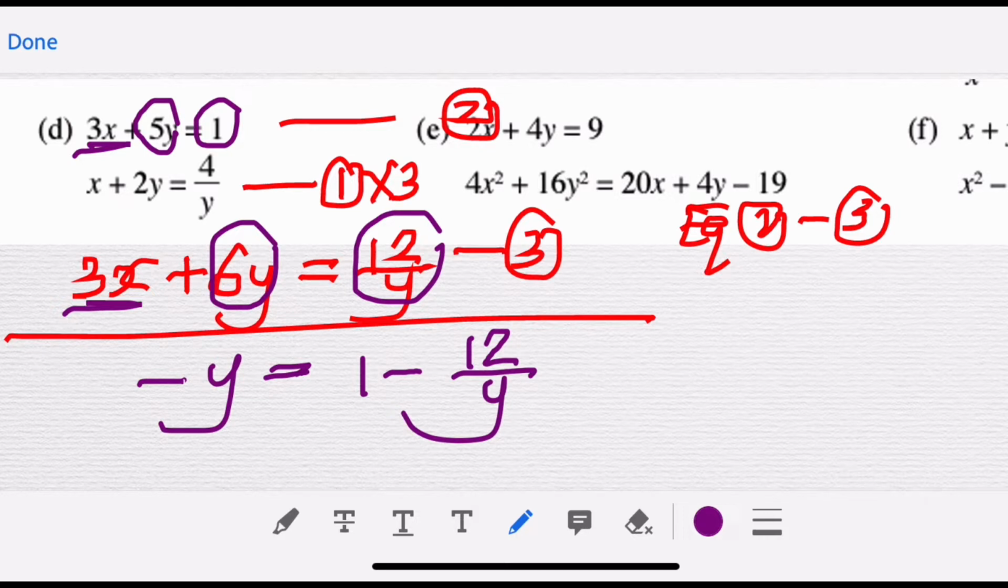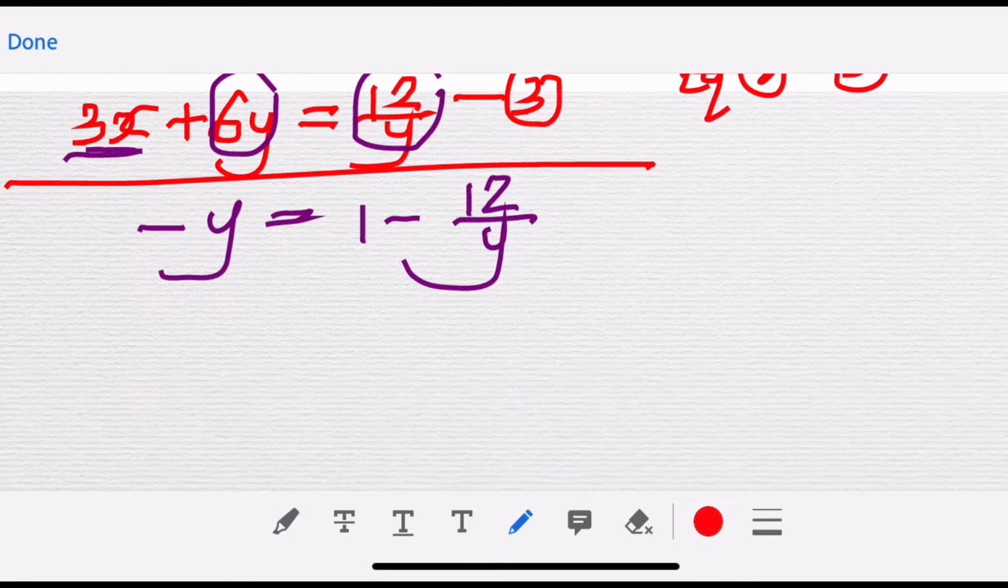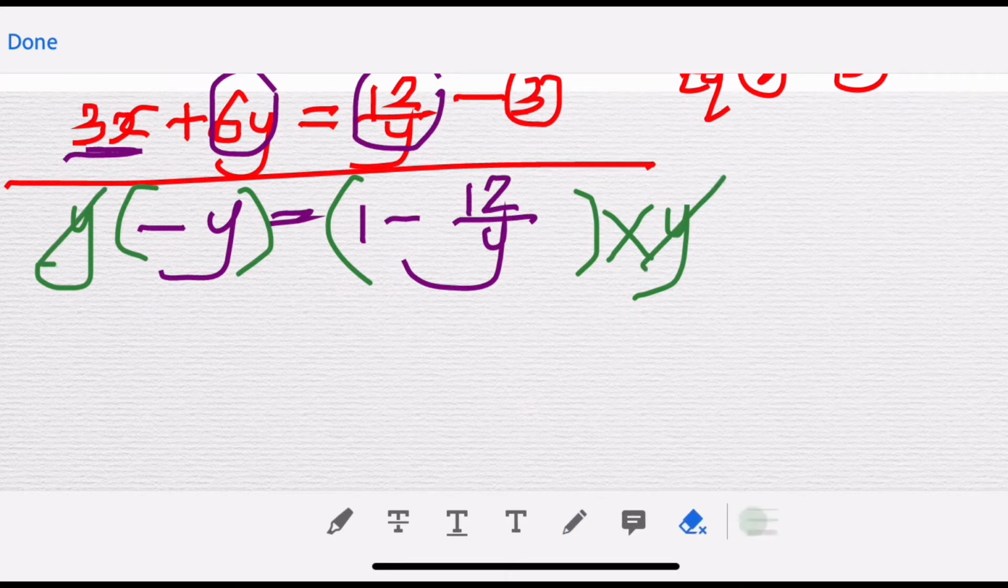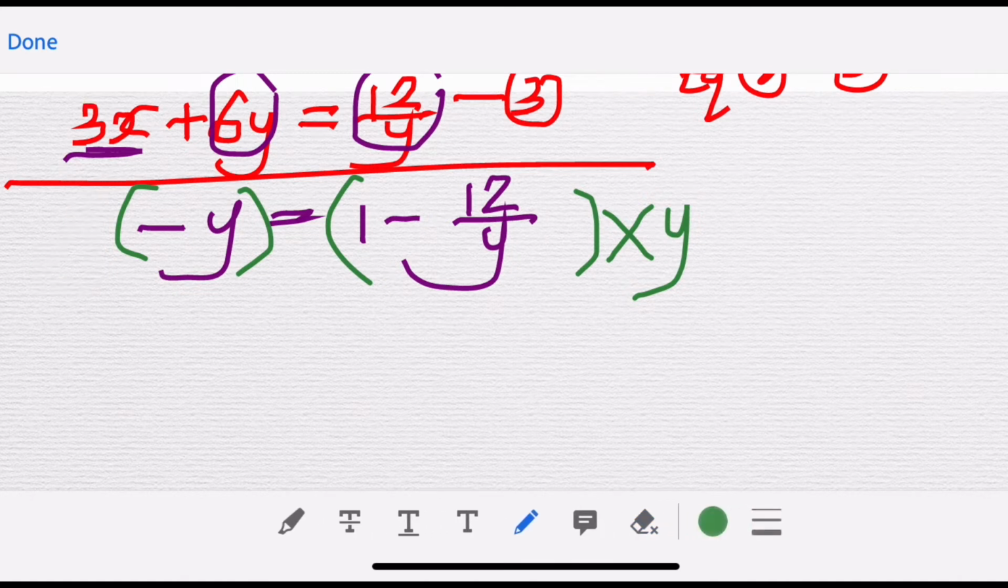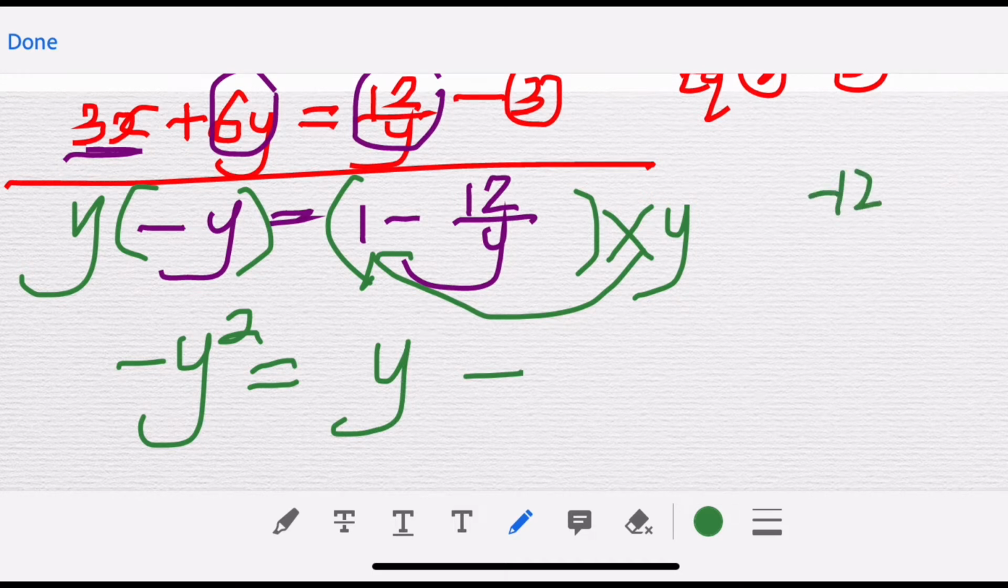Got it? So now I'm going to times y for every term. So why do I want to times y? I can times y left and right. Actually, in fact I can eliminate them, but I still want to times y so that I can get rid of the denominator. So it's negative y squared. Okay, y times 1, we will get y, and negative 12y times y. You notice that the y and y can be simplified, right?